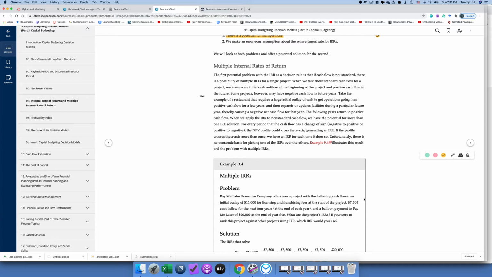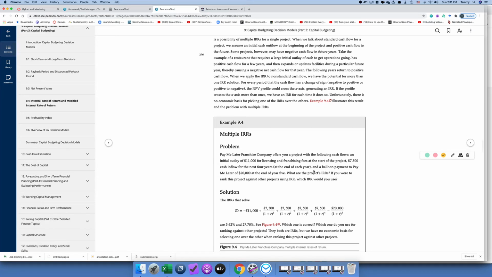For instance, we have an example here of an investment that involves $11,000 upfront cost, and then some payments for a few years, and then a balloon payment, a negative cash flow of $20,000 at the end of year 5.